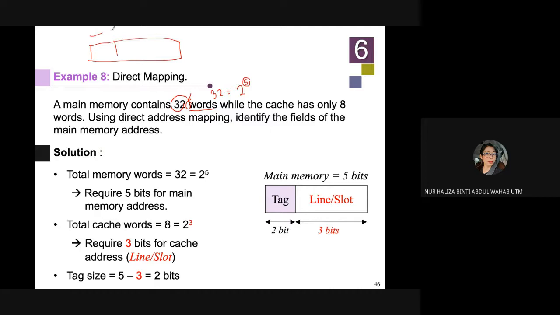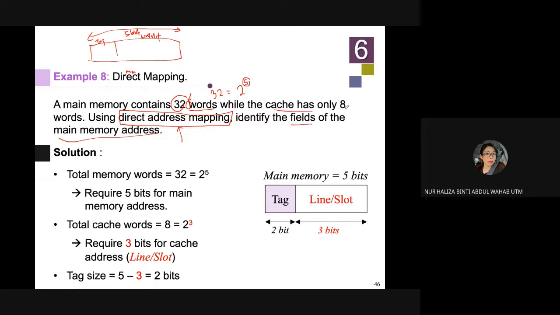You have all together 5 bits for your main memory. And you still remember this one is the tag and this one is the line or slot. Using direct address mapping, again you are given the technique that you need to use. Identify the fields of the main memory address. You need to identify how many bits are inside each field, and so on.